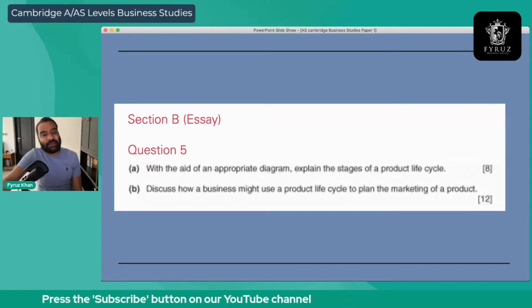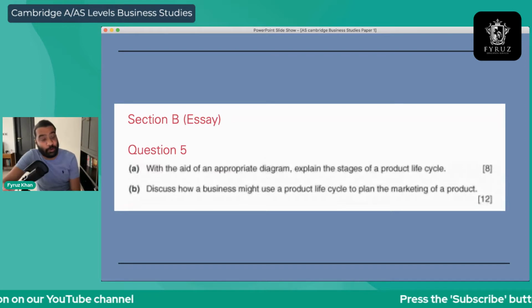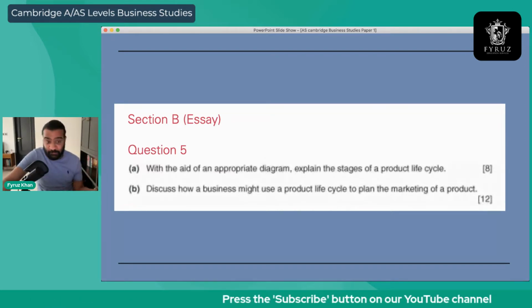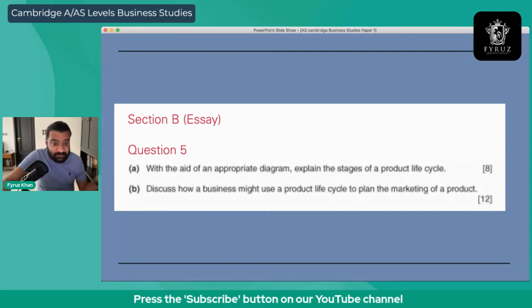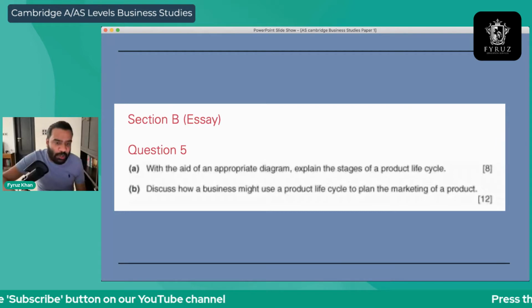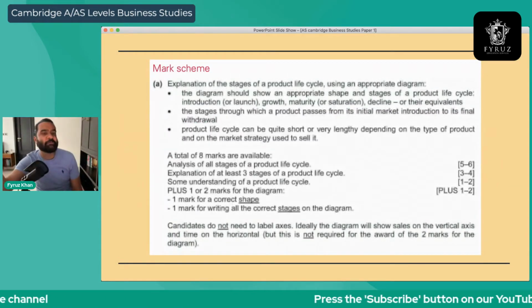So, question 5. Part A. With the aid of an appropriate diagram, explain the stages of a product life cycle. It's a very common question. Again, for a 5 mark or an 8 mark or 10 marks, you may get this kind of question. So it is something very, very common. So let's have a look at it. And what should you write? Let's have a look at the mark scheme.